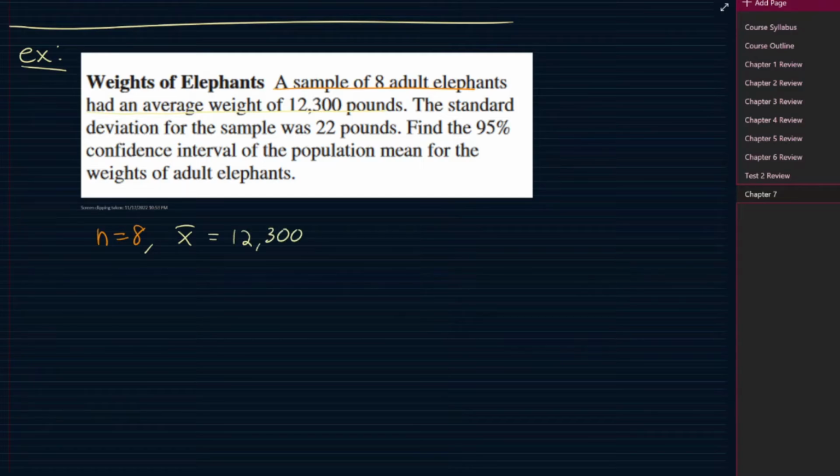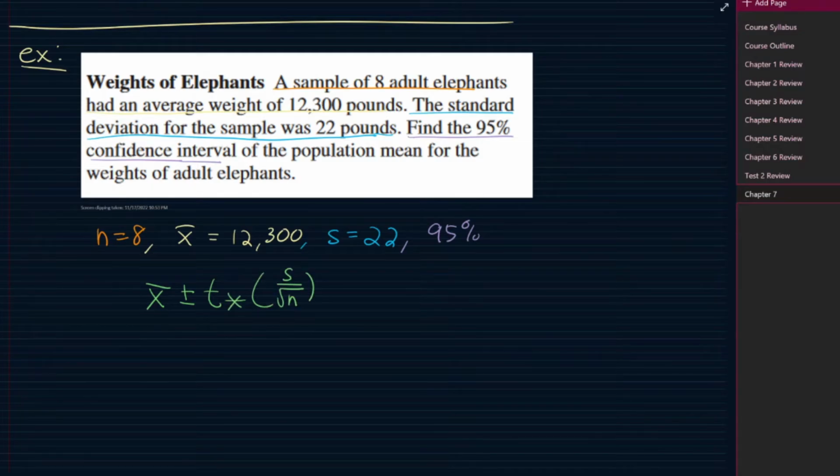It says the standard deviation of the sample is 22. So since it's of the sample, that's S, not sigma. And we're looking for a 95% confidence interval of the population mean. So since we don't know sigma, we only know S. This is when we use the t-tables, and we use the formula x bar plus minus t star times S over square root of n.